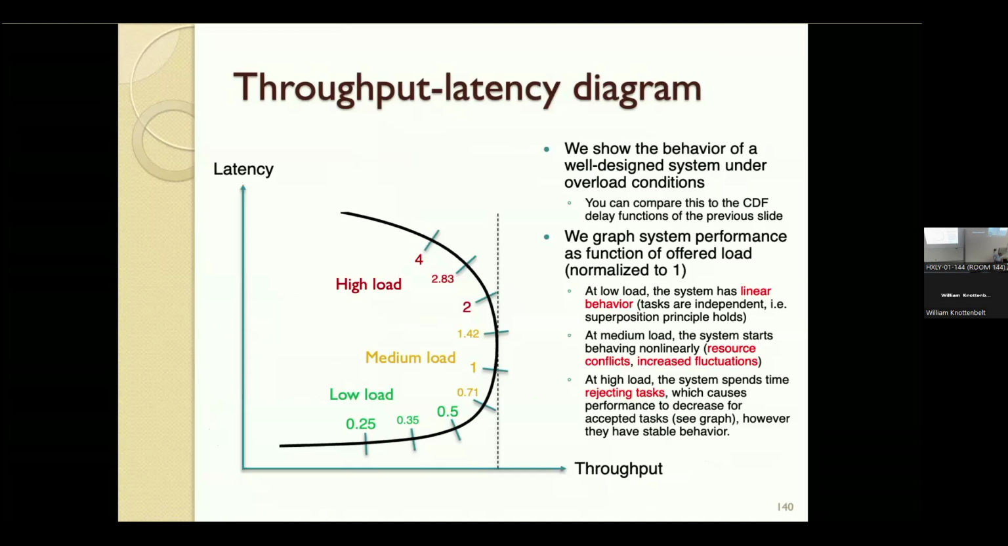Okay. So sometimes you see these kind of diagrams, these throughput latency diagrams. These diagrams give a little bit less information. You can see here at very low load, the latency is kind of constant. So here's when you have the superposition principle. Here in the middle is when things start getting more nonlinear. But at very high load, again, the latency starts becoming more like a constant once everything is full. So this is the diagram you would see if your system is well designed.